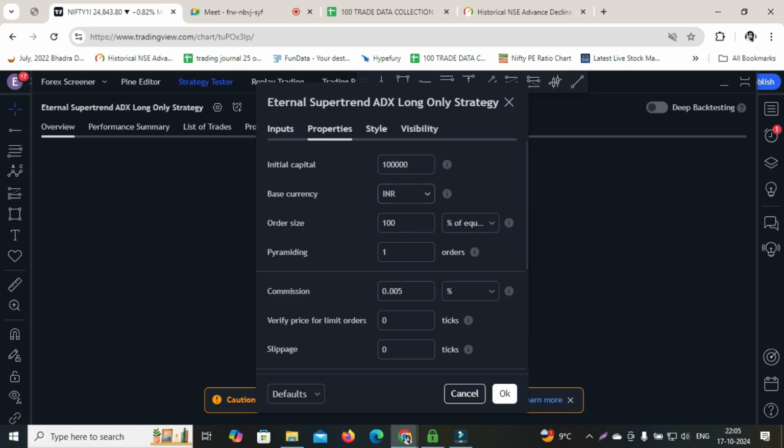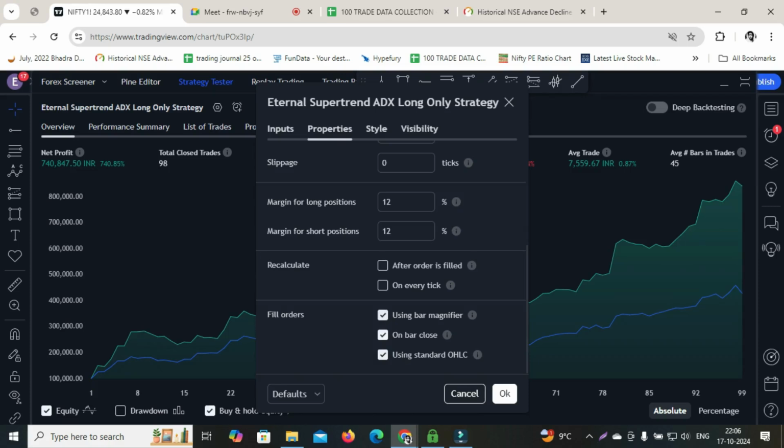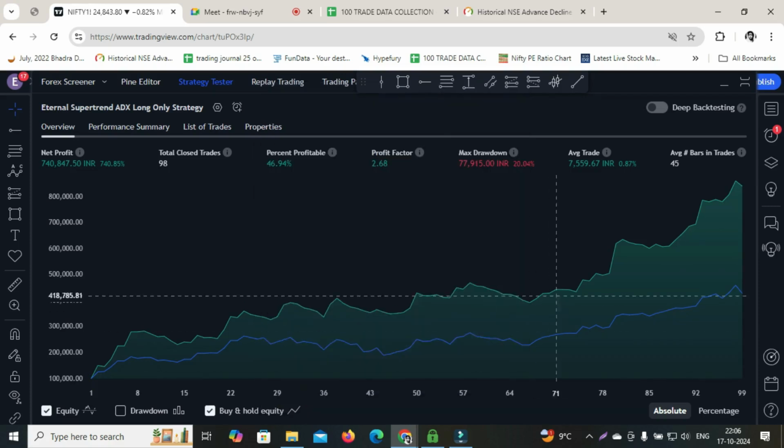I have initial capital of 1 lakh rupees, and it is 2 contracts. Commission 75 INR per contract. Margin, so they give us like 8 times margin. I like it 12%, and yeah, all these things are checked. So now this is the strategy. Okay, this is the result.